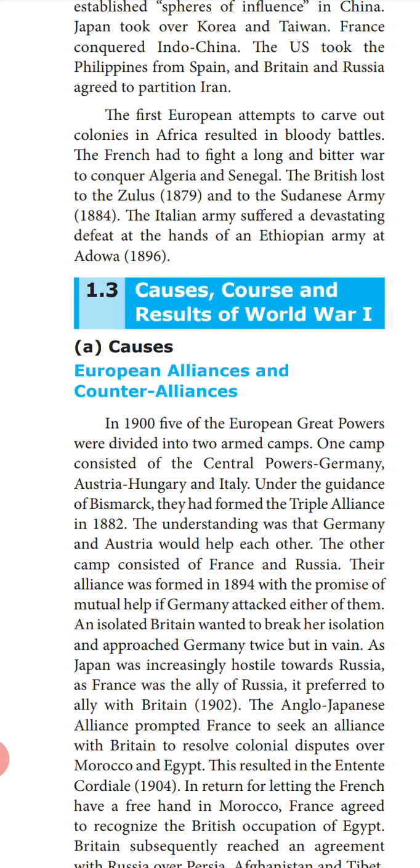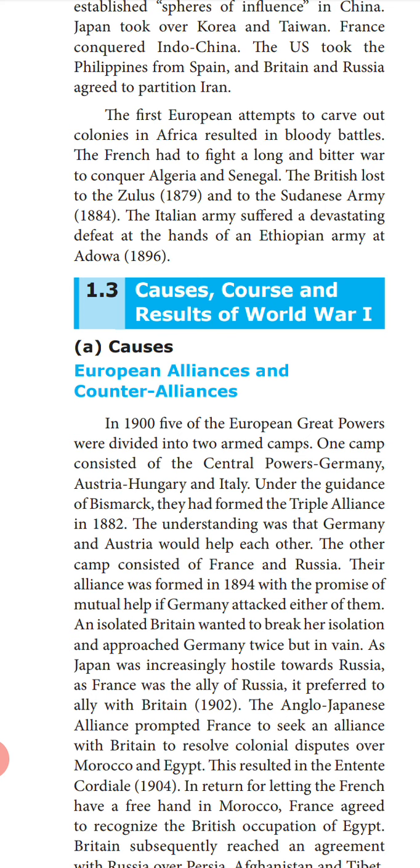An isolated Britain wanted to break her isolation. Isolation means தனிமையாக இருக்குது. பிரிட்டன் மட்டும் யூரோப்பியன் கண்ட்ரீஸில் எப்படி இருக்குது, மற்றவங்களாம் குரூப் ஆகிட்டாங்க, ஃபார்ம் பண்ணிட்டாங்க. பிரிட்டன் மட்டும் தனியாக இருக்கான். So Britain did not want to be isolated by other countries. So an isolated Britain wanted to break her isolation and approached Germany 2 times. But waste. Germany did not get the support of England.